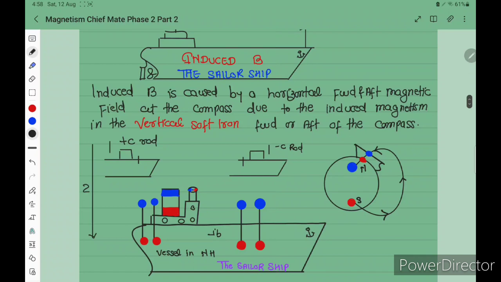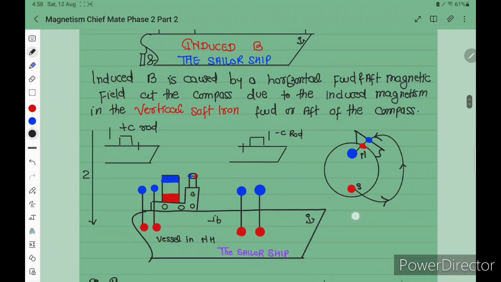Okay, so if you consider your vessel in the northern hemisphere. This is the Earth. Blue is on the north side and red on the bottom side. And your vessel is in the northern hemisphere, so the line of force is leaving from the red and entering the blue. If your vessel is in the northern hemisphere during construction, it will acquire blue on the top. That means your deck will be colored blue and your keel will be colored red.